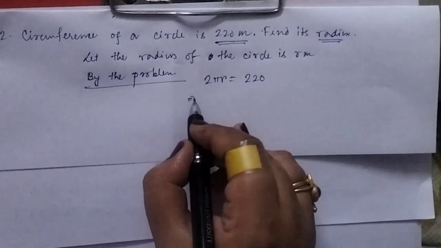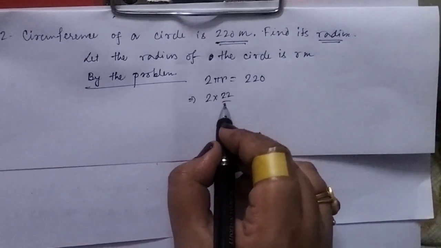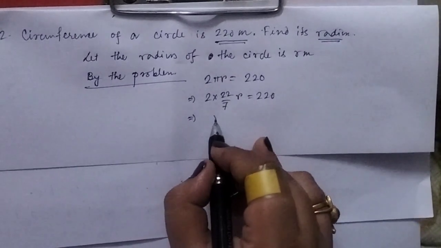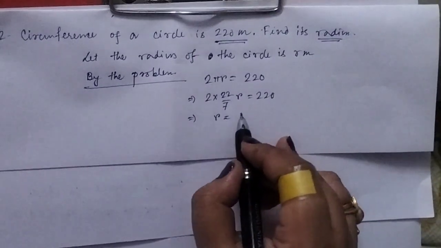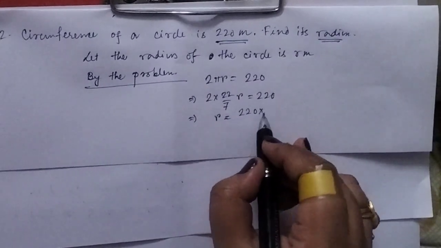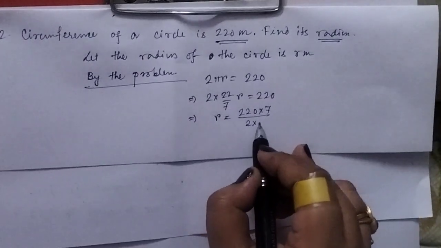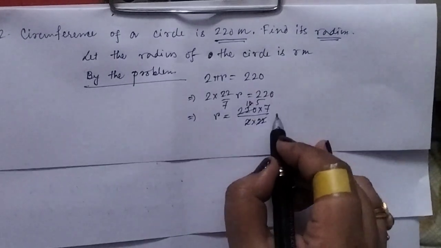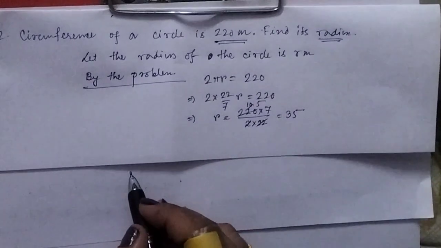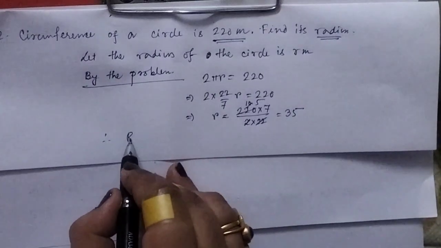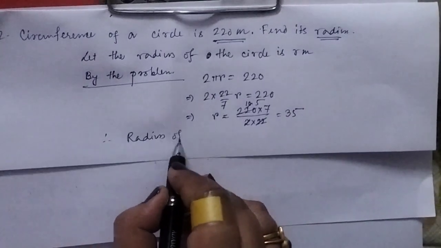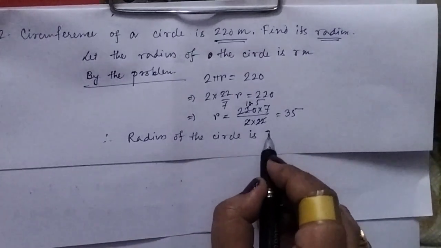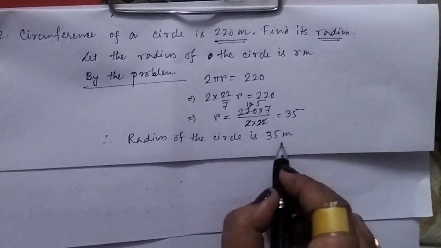So here we get 2 into 22/7, pi's value, into r equals 220. So what is r? We have to do cross multiplication here to solve for r. 220 into 7 by 2 into 22. So here it will give us 10 into 5, that is 35. So what is the radius of the circle? The radius of the circle is 35 meter in length.